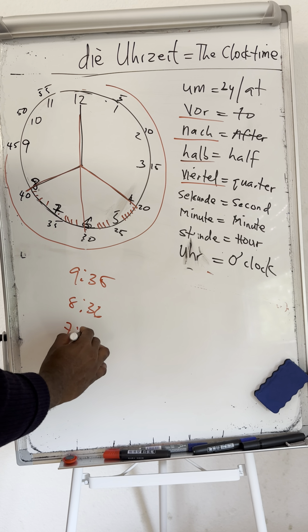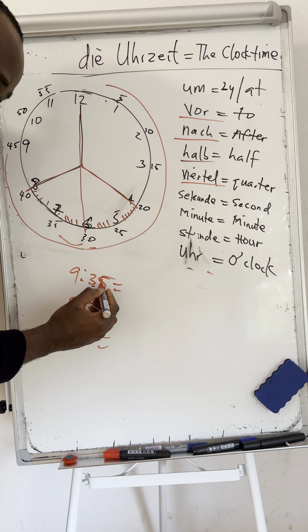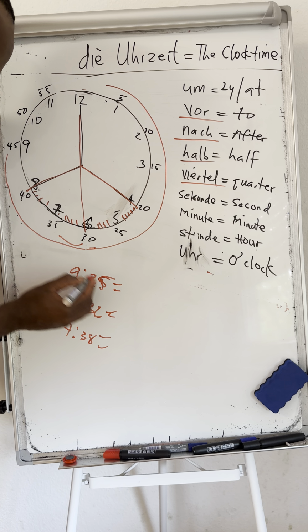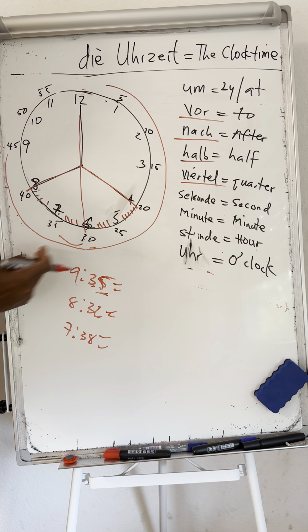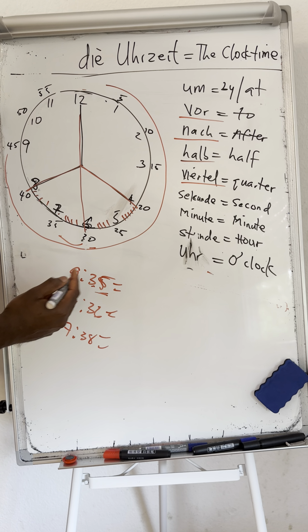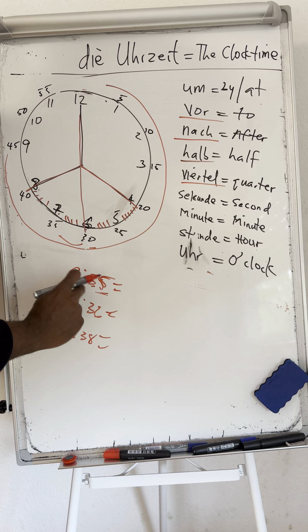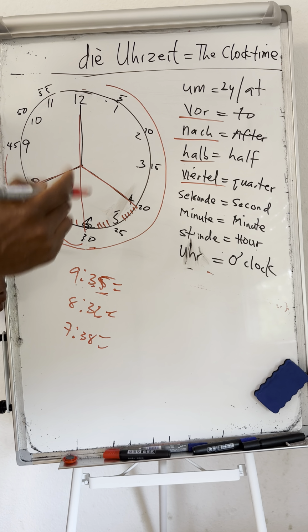Now let's look at this. 9:35 means 25 minutes to 10. But in this case, since we have reached 30 and we are now leaving 30, you will ask yourself, this is 9:35, how many minutes did it use to pass 30? 5 minutes. It used 5 minutes to move away from 30. So you will now say 5 minutes after 9:30. Don't confuse yourself.